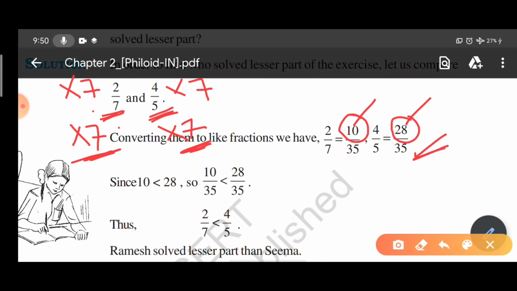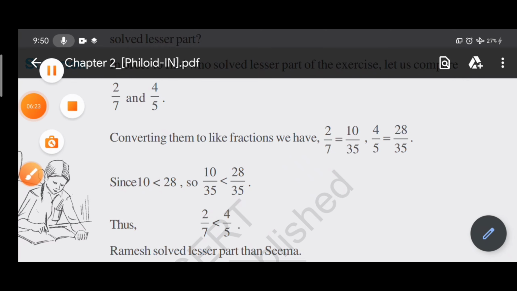So here 28 is greater. It has asked which has solved the lesser part. So Ramesh solved a lesser part than Seema. So using equivalent fractions, you can easily compare two fraction values provided in the question. Okay, so let us move ahead.